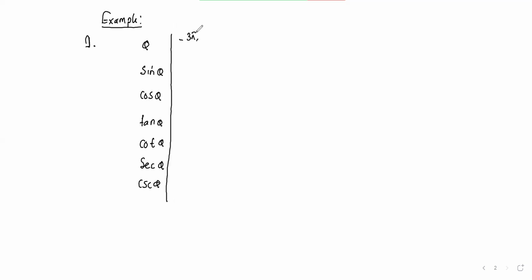Okay, and then negative 3 pi over, negative pi, negative 2 pi over, 2 pi over 3, negative pi over 3, 0, pi over, pi over, 3 pi over, 3 pi over, 5 pi over 6.